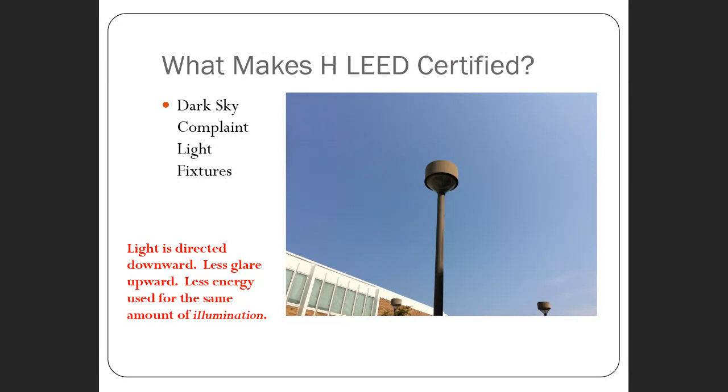These are dark sky compliant light fixtures. We're having that light directed downward. There's less glare upward. And most importantly, we're using less energy to provide the same amount of illumination, right? Illumination is what we need to see at the ground for safety to make our way around campus at night. But having a lot of wasted light pointing upward in the sky is something that we don't need.